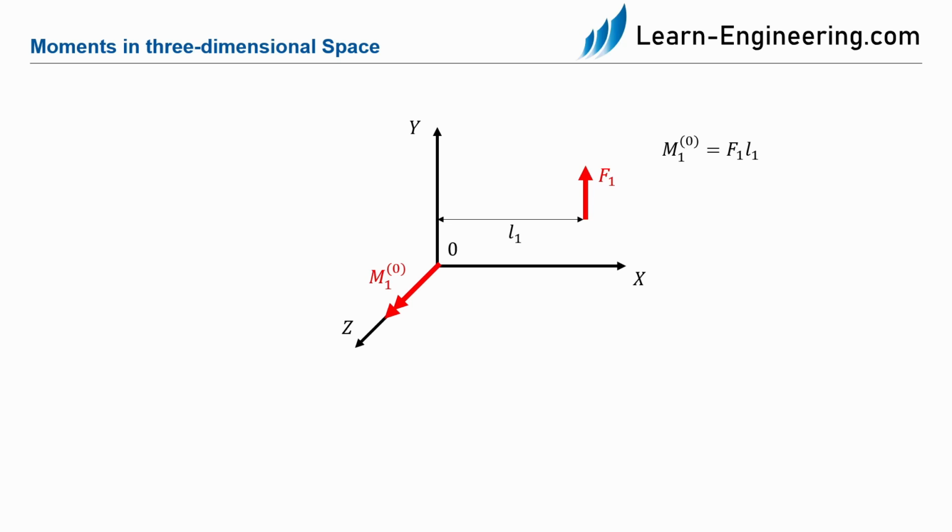The arrow direction can also be determined by using the right-hand rule. In vector notation, the moment is the cross product of F1 and L1. On a rigid body, the moment vector can be moved parallel to its line. The moment vector is a free vector.